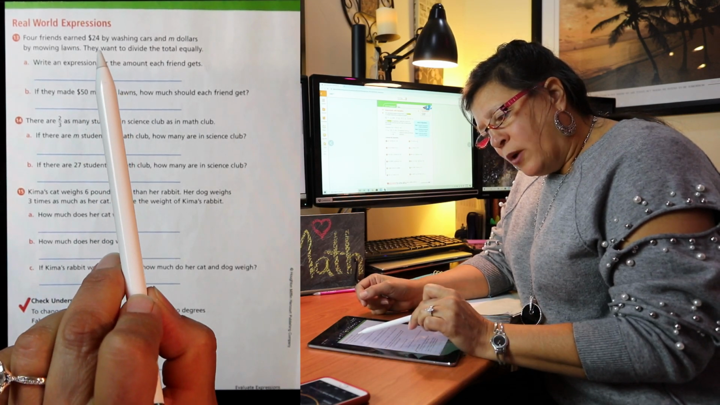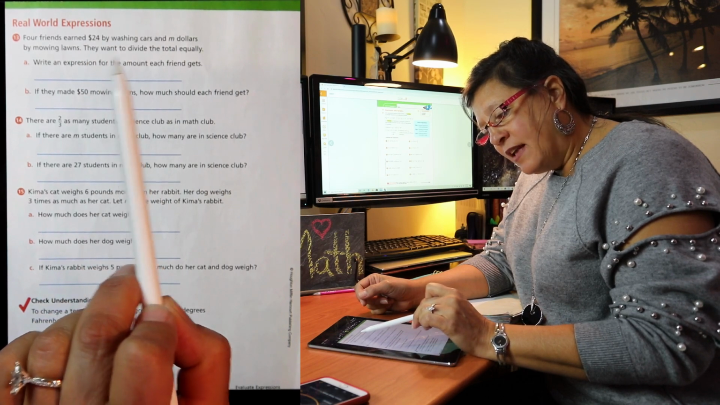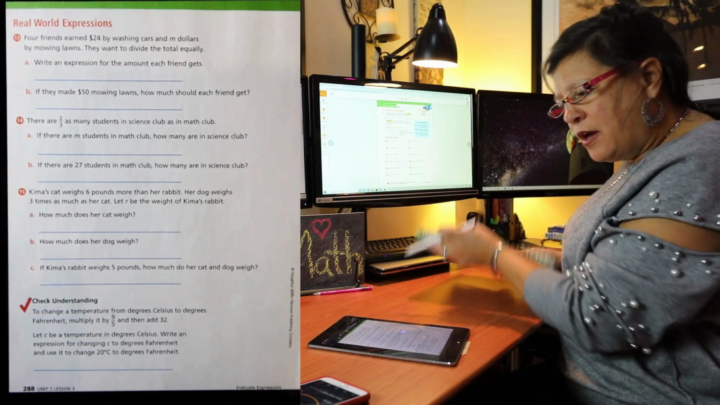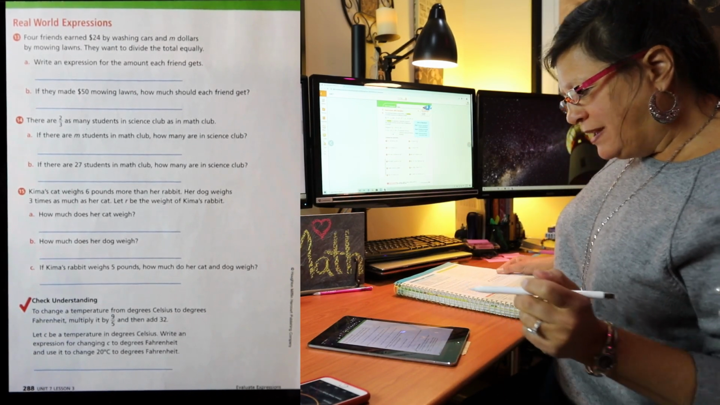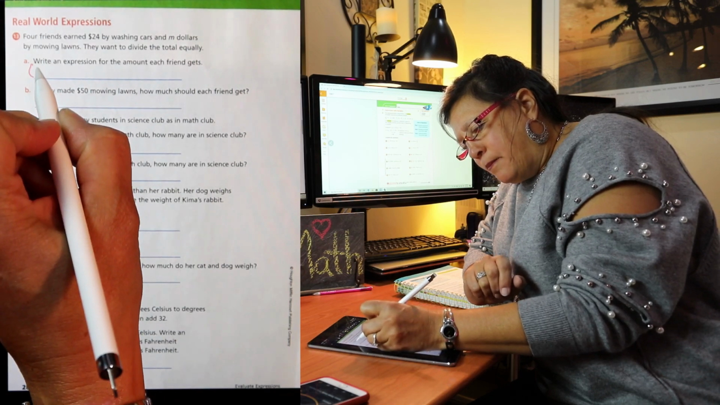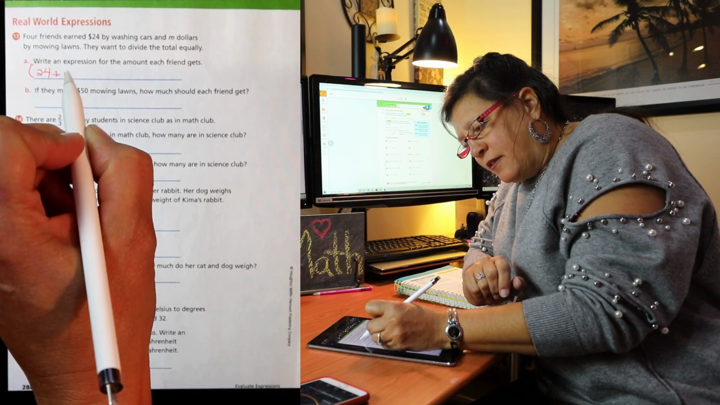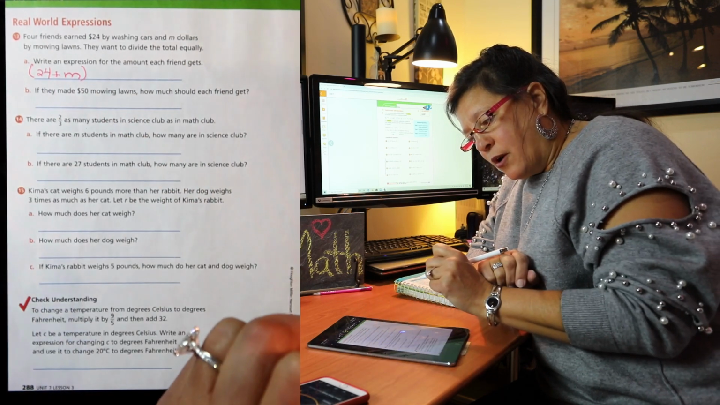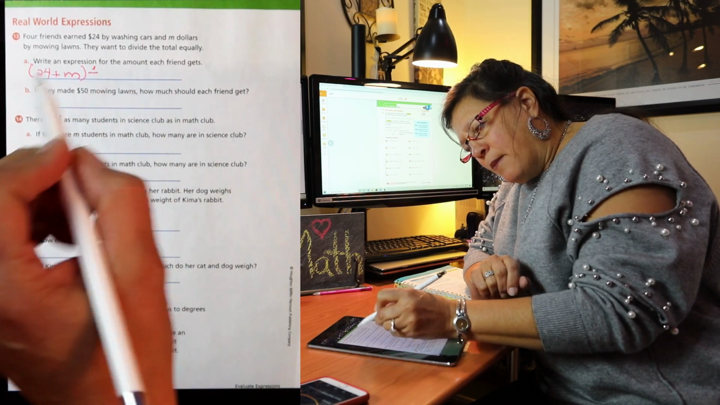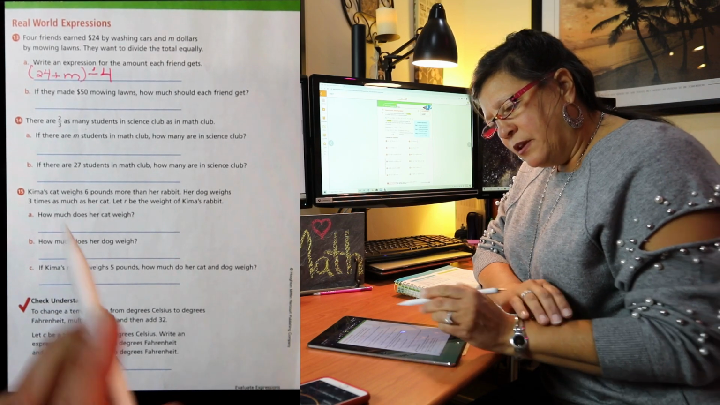4 friends earn $24 by washing cars and $M by mowing lawns. They want to divide the total equally, okay? Write an expression for the amount each friend gets. Well, we know that they made $24 washing cars plus M mowing lawns. We don't know how much they made. And then they want to divide it equally among the 4 friends. So this would be our expression.